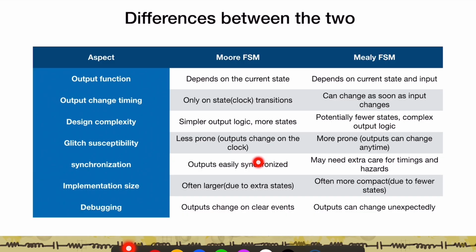The outputs are synchronized in the Moore. They're not obviously in the Mealy, which means that you need to take care with respect to timings, fast paths, and hazards. The size, now the Moore looks all nice, but the problem is the Moore typically tends to be larger if you're implementing a logic and tends to have extra states, whereas the Mealy is a more compact implementation. And finally, because of the nature of the way the Moore is designed, debugging becomes easier because the outputs only change on clear events. Whereas in the Mealy, the debug is tricky because the output can change unexpectedly.